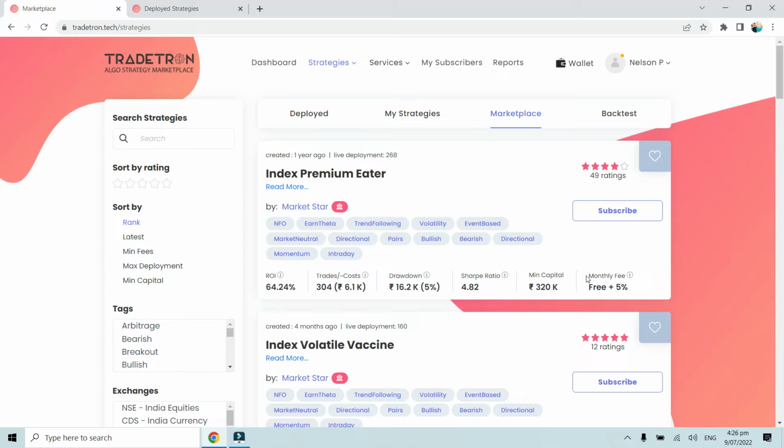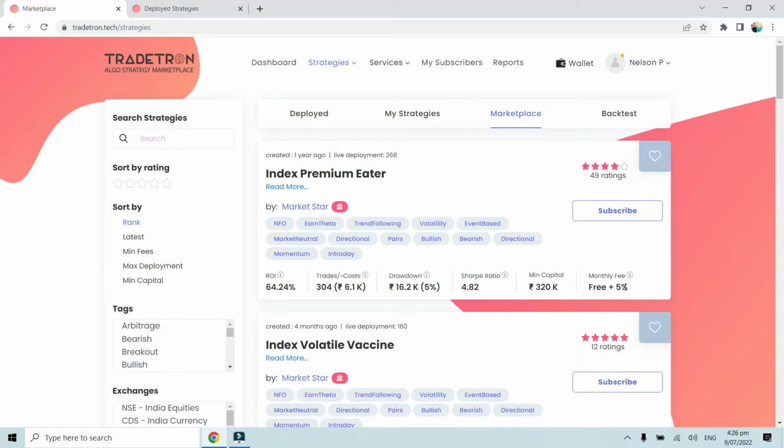Next is the monthly fee. So in monthly fee, there are 2 components. All right. So this is basically the profit sharing. One is the fixed fee and one is the variable fee. So the fixed fee is the part that you have to pay to the strategy creator before using the strategy, before subscribing to the strategy. All right. So for example, this strategy has a fixed fee of free. So you don't have to pay anything while deploying the strategy, but it charges 5% on the profit that you generate.